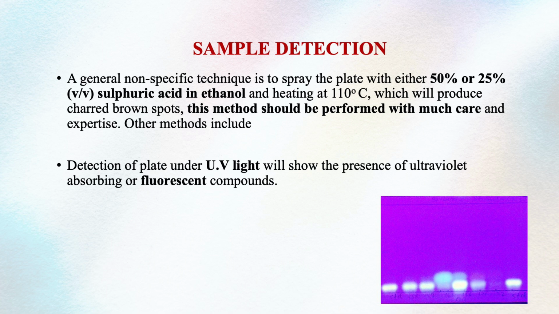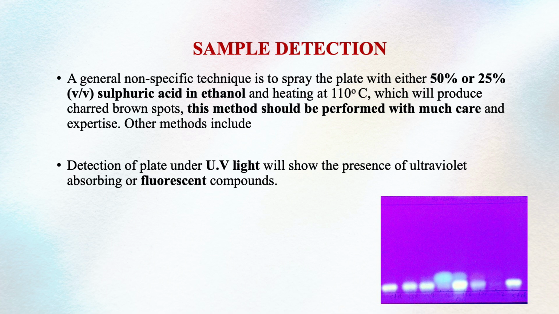And if the sample is fluorescent in nature, for example if it has any colored product, then you can directly put this plate under the UV light, where you will observe the fluorescent images. In the picture you can see how they illuminate once you apply the UV light on this TLC plate. This is one way of detecting the sample.